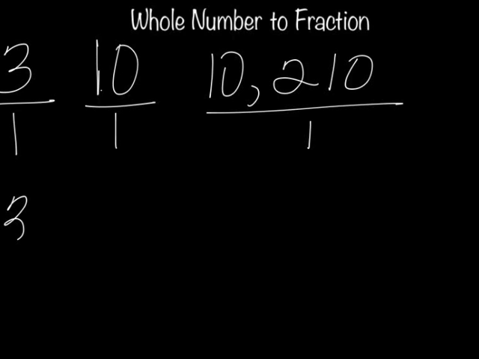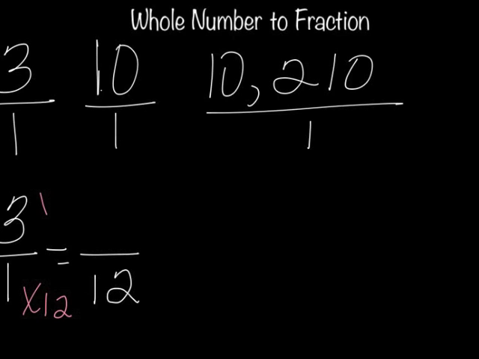But say your teacher tells you, I want you to change it to a fraction with a denominator of, say, 12. We're starting off with 3. We know it has an understood 1, but we want to change it to a fraction that has a denominator of 12. What we're going to do is multiply the denominator by 12, because we want the 1 to turn into a 12, and we're going to multiply the numerator by 12 as well. So it'll be 3 times 12, and that gives us 36.